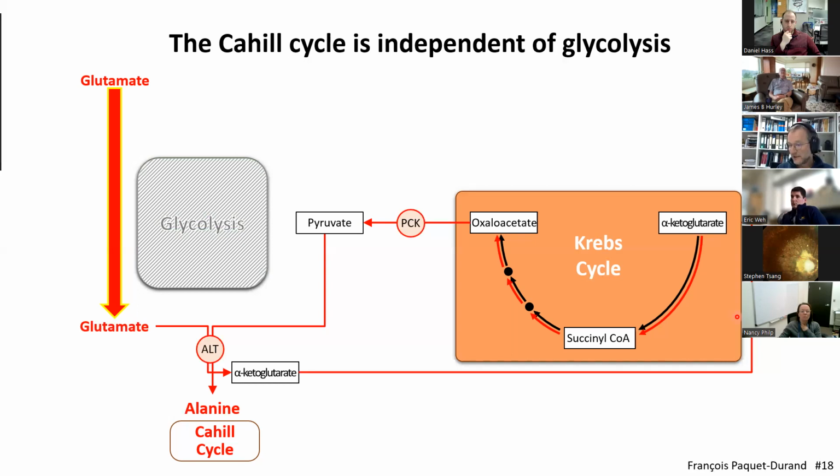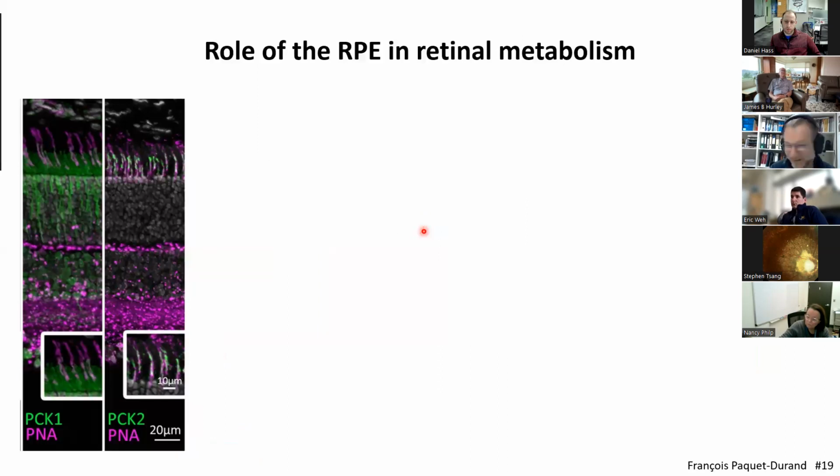So, for this to work, you need pyruvate carboxykinase, because otherwise you would get stuck at this level with all the oxaloacetate. And where's the enzyme that does this? Pyruvate carboxykinase 1, the cytoplasmic form, is strongly expressed in rod photoreceptors in the outer retina. And pyruvate carboxykinase 2 is exclusively expressed in cone inner segments. So in cone inner segments, in the mitochondria, this Cahill pathway could be run pretty efficiently and rapidly.